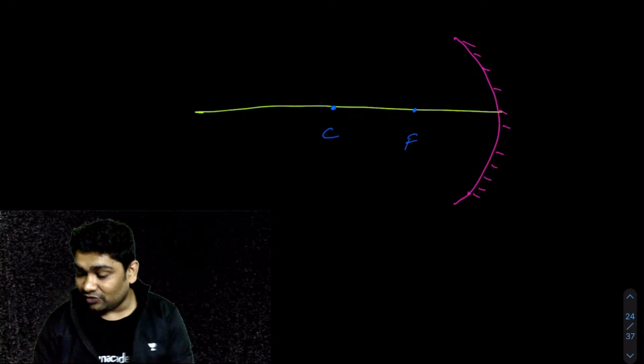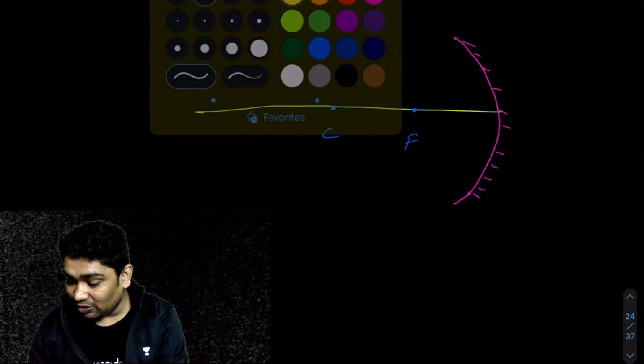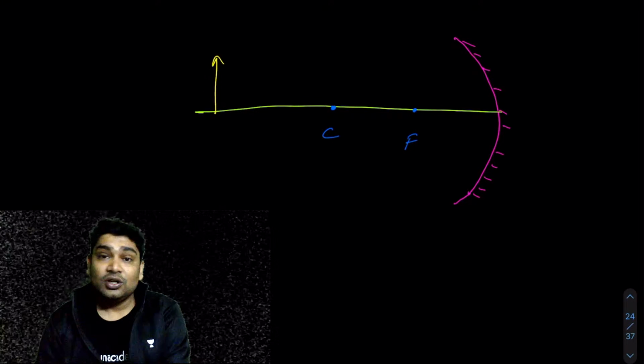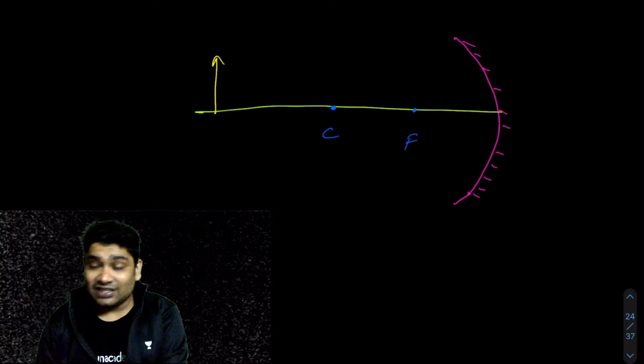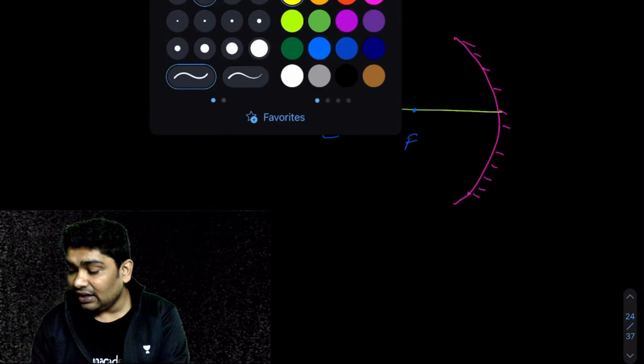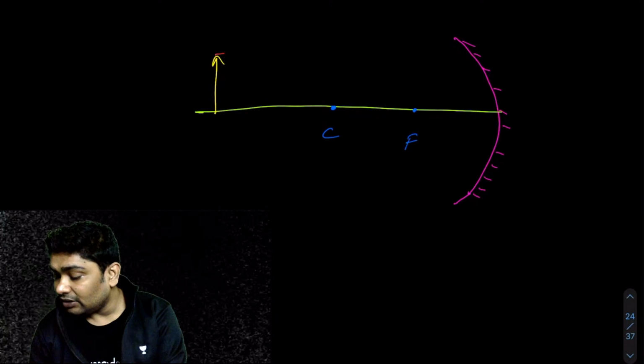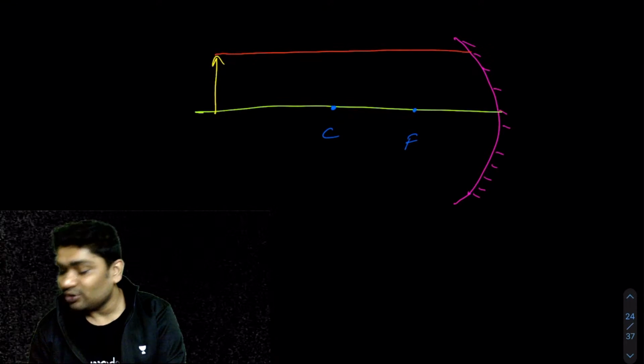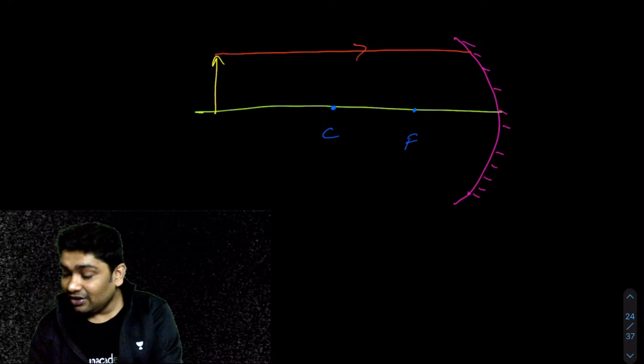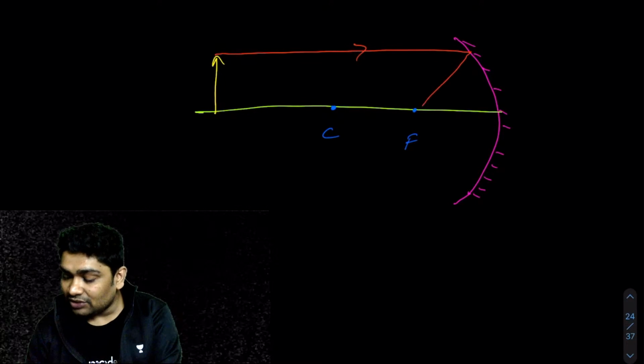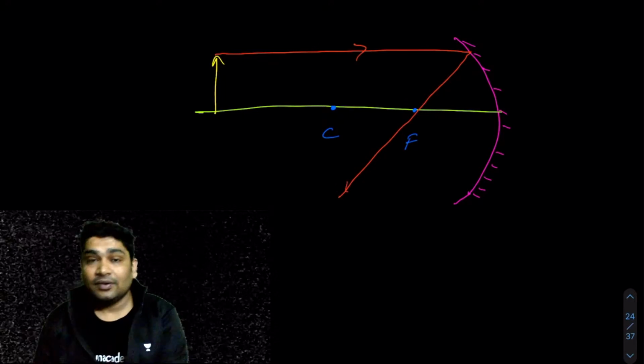Now what I need to do is, for finding the image of this object, let's take a bigger object first of all. If I want to find the image of this, first I can consider a ray which is traveling parallel to the principal axis. Let's imagine I have considered such a ray. After reflection, this ray will pass through the focus, right?